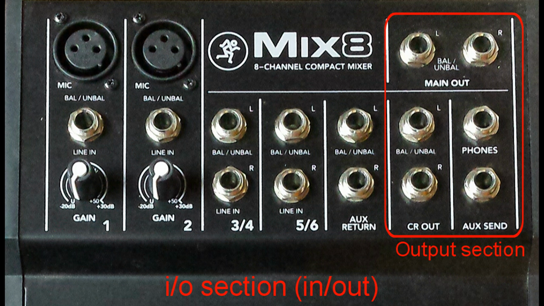In the out section, there are balanced or unbalanced quarter-inch outs. Those can be used for going out to your main speakers. The control room out or CR out can be used for going to your studio monitors. An auxiliary send sends individual inputs to a particular output. And the headphone out, of course, pretty self-explanatory there.